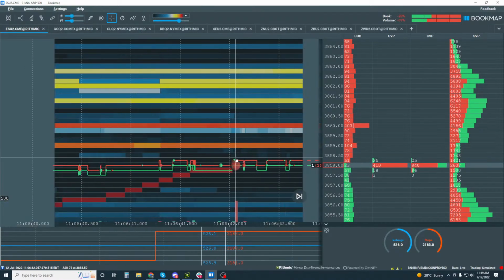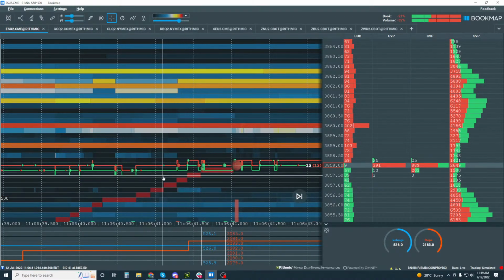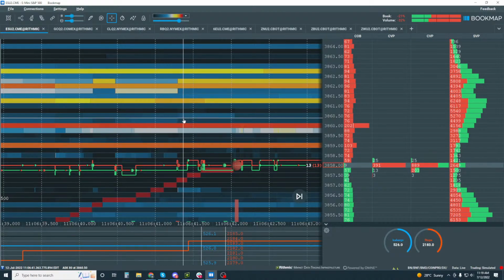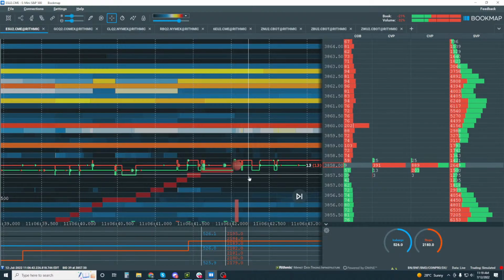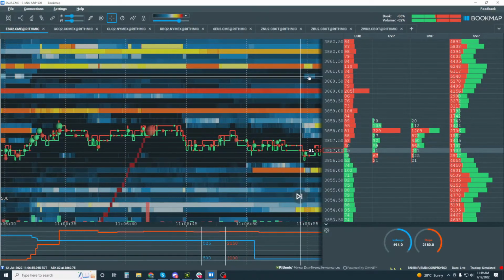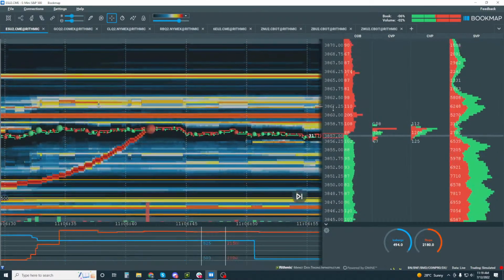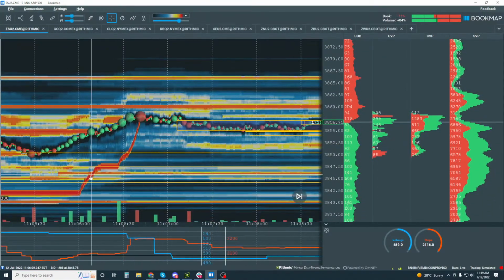The spoof doesn't want to get filled. They want to use their leverage and order book size to influence price to get it to move a certain direction, but they don't want to take the risk, so they'll pull that liquidity. They won't get filled. And that's a good one though. Yeah, from down here all the way on up.